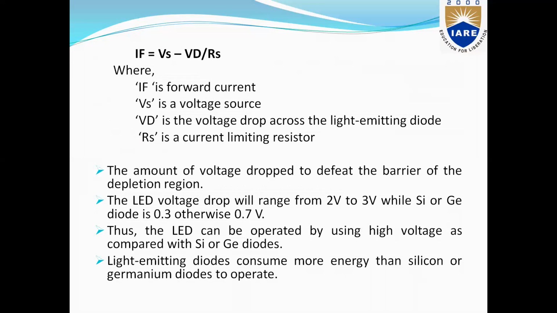The amount of voltage dropped to defeat the barrier of the depletion region, the LED voltage drop, will range from 2 volts to 3 volts. Let's say a Ge diode is 0.3 volts, otherwise 0.7 volts for silicon. Thus, the LED can be operated using a higher voltage as compared with Si or Ge diodes. Light emitting diodes consume more energy than silicon or germanium diodes to operate.